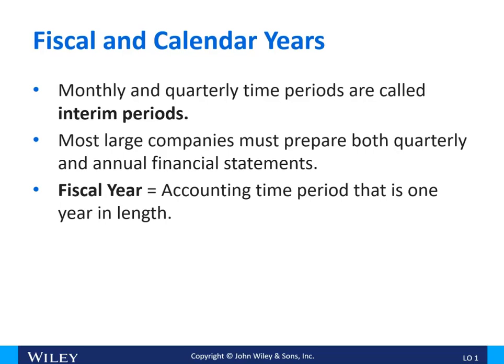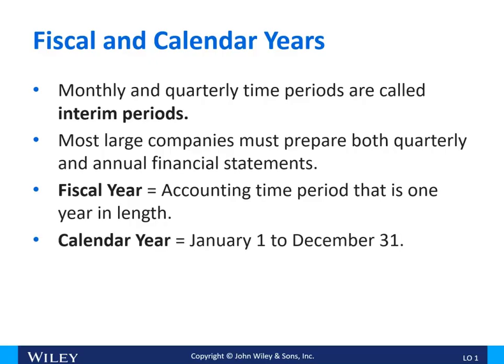A fiscal year is an accounting time period that is 1 year in length. If you're following the calendar months as your reporting periods, then a fiscal year will equal a calendar year. When I spoke about my company that does the 4-4-5, just 4 of those groupings of periods will equal a fiscal year. So there can be slightly different time periods between a fiscal year and a calendar year. And of course, the calendar year matches the calendar, January 1st to December 31st.